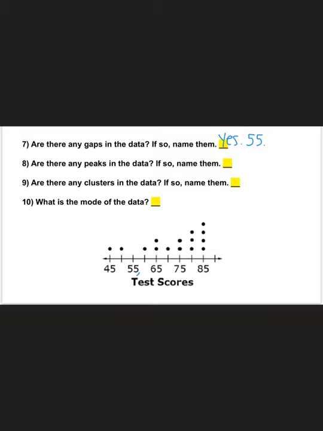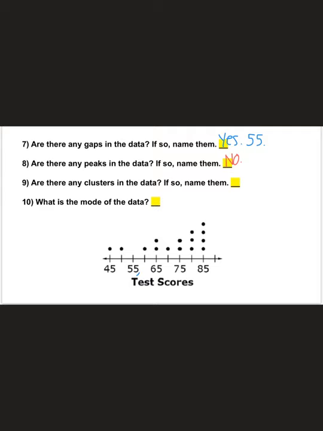Number 8, are there any peaks in the data? If so, name them. In this case, a peak is a mountain peak, right? It's significantly higher than the other data. Some may say 85 is a peak, but that's only one higher than 80. So we're going to say there is no peak in this data.